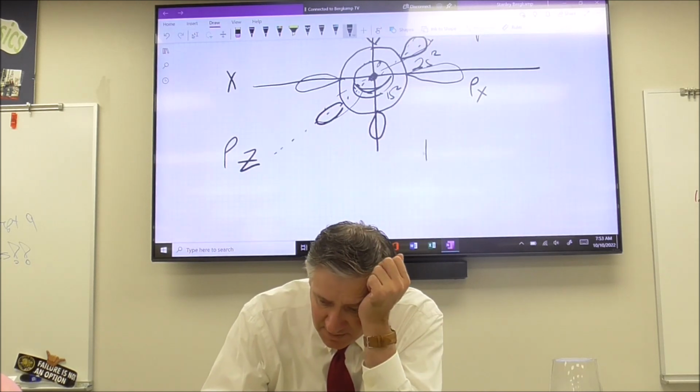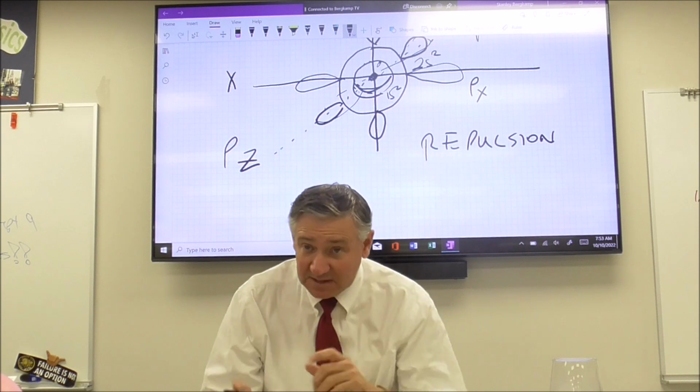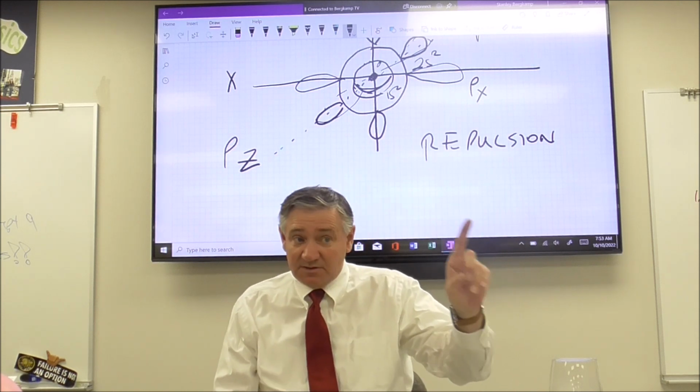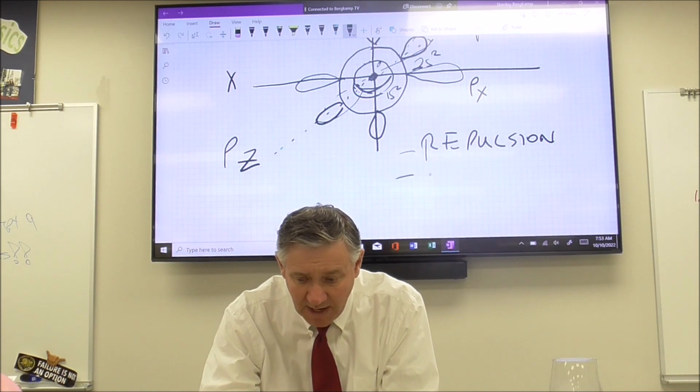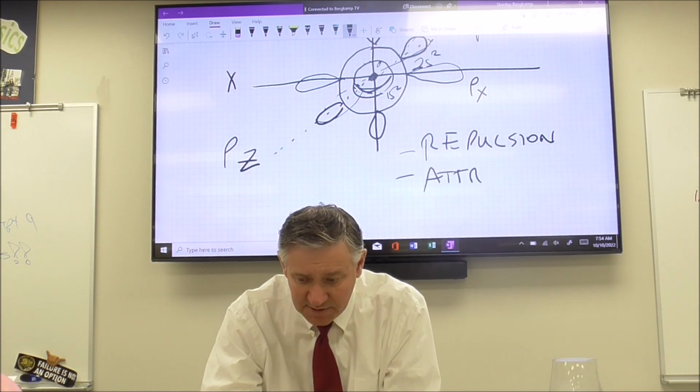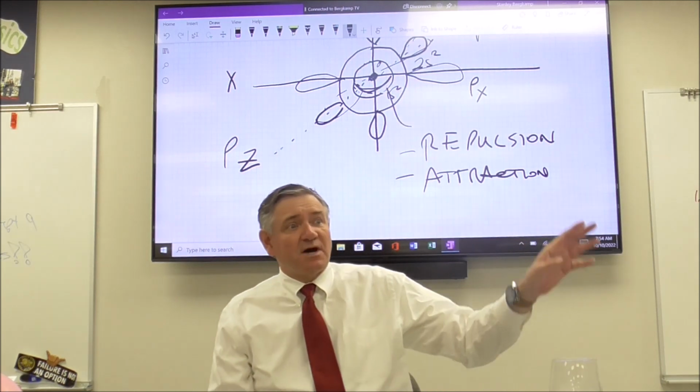You have the repulsion between the two electrons, because they don't like each other, because they have the same charge, so the electrons don't want to be near each other. But that's balanced by the attraction towards the nucleus, because those are oppositely charged.